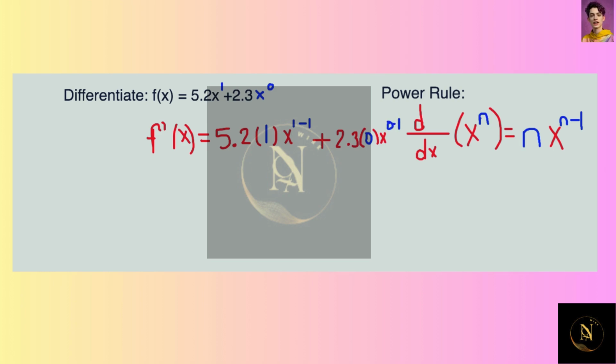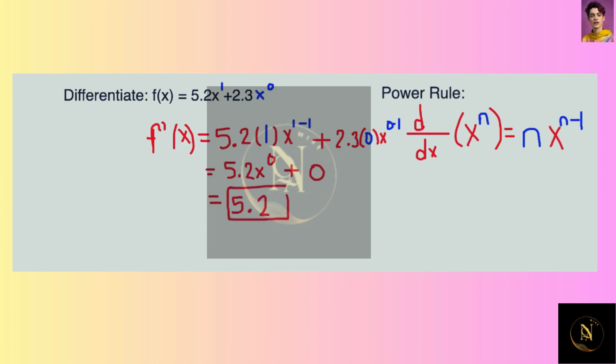And of course, we're going to simplify. 5.2 times 1 is just 5.2. Then x to the 0, we know anything to the 0 power is just 1, so technically this is just 5.2. And then plus 2.3 times 0 times x to the 0 minus 1, anything times 0 is 0. Right? And then we simplify even further. 5.2 times 1 is just 5.2, plus 0 is again just 5.2.